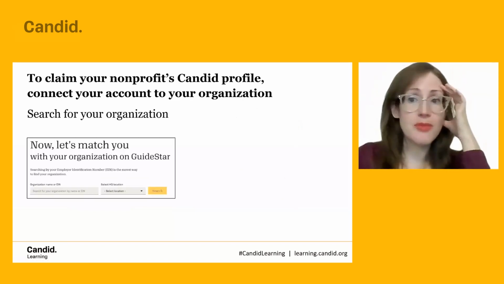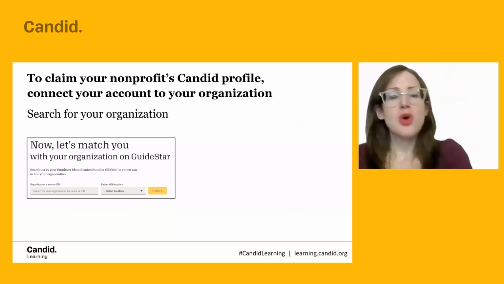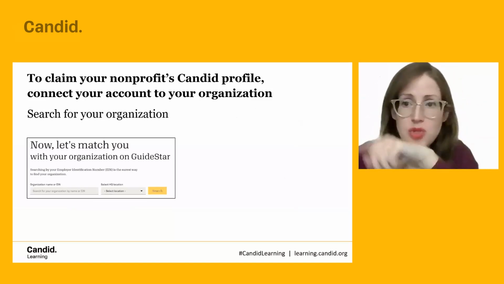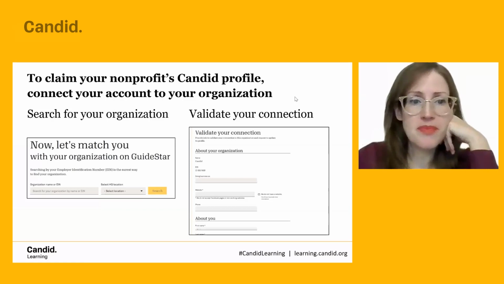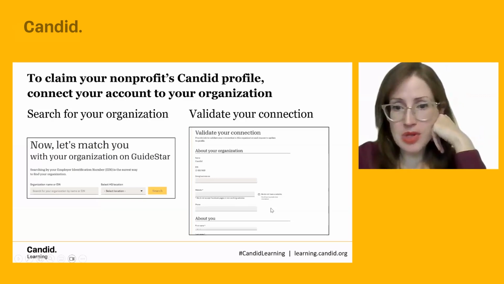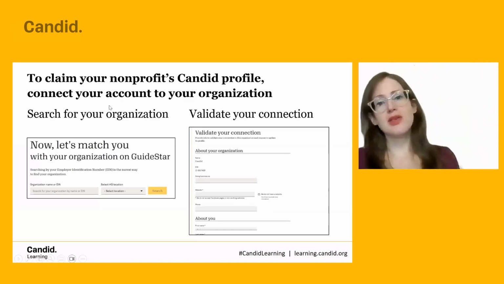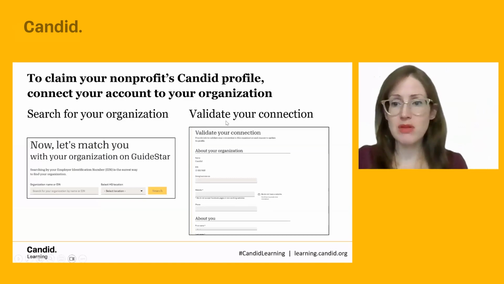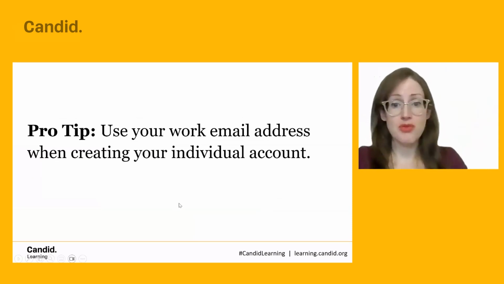And then you want to, from there, once you've logged in, claim your nonprofit's Candid profile. So once you're logged in, up at the very top of the front page, you'll see a search bar. So put in your organization. You can use your EIN if you want to, if that's simpler. Do a search, and then you'll want to validate your connection and just add a little bit of information about, say, who you are, your contact information, so that you can prove that you are a legitimate representative of your nonprofit organization, so that therefore you have the ability to get in and update your own profile.